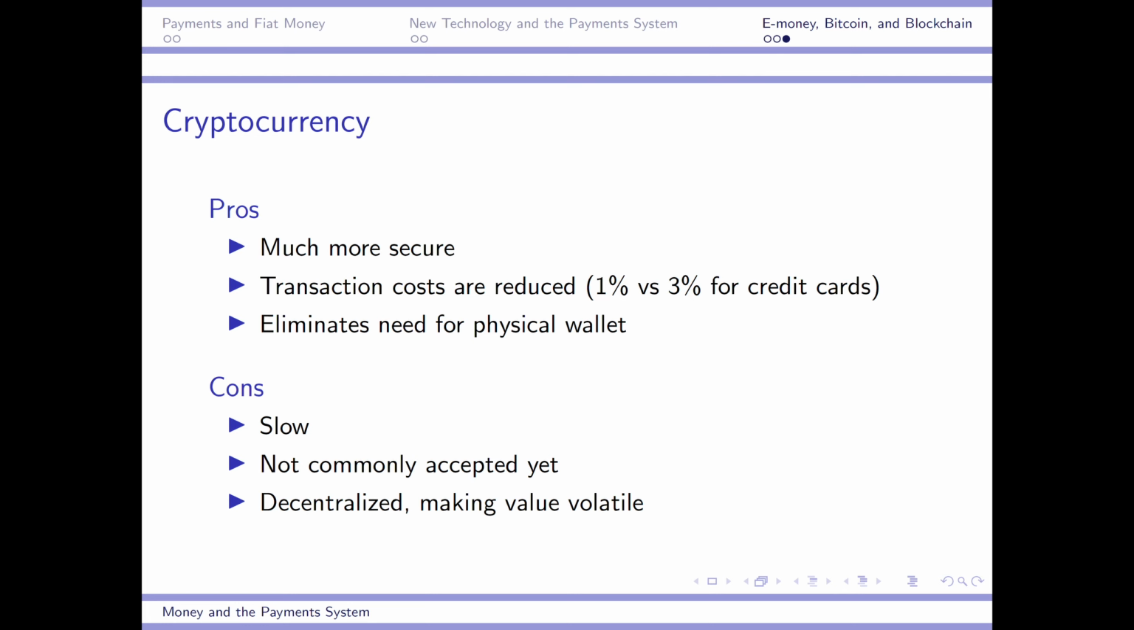Additionally, transaction costs are reduced substantially. So it is 3% of all transaction costs for people to use credit cards, which is why a lot of, especially small businesses urge you to pay in cash so that they can avoid those transaction costs. However, with cryptocurrency, it's closer to 1%. Additionally, from a consumer end of things, they eliminate the need for a physical wallet. All that you need is your digital wallet, which for people that do have cryptocurrency can be on your phone and etc. However, there are some cons to cryptocurrencies as well.